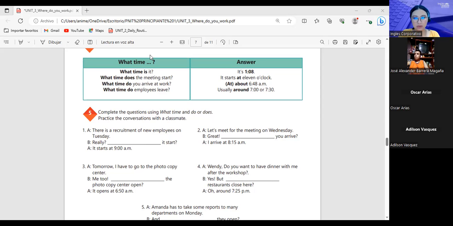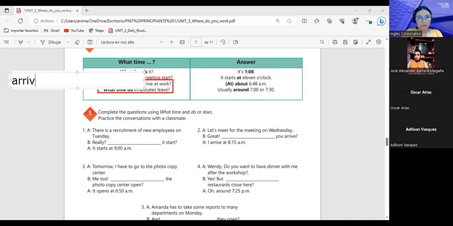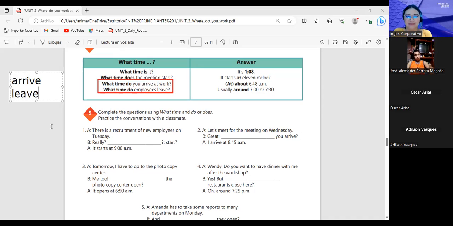Vale, vean los verbos que tenemos. ¿Cuáles son los verbos en las últimas dos preguntas? Identifíquenlos, por favor. What is the main verb? El verbo principal, the main verb. Arrive. Okay, arrive. What's the other one? Employees, is that a verb? Not really. That is a noun. Employees, empleados. The verb is leave. Okay.